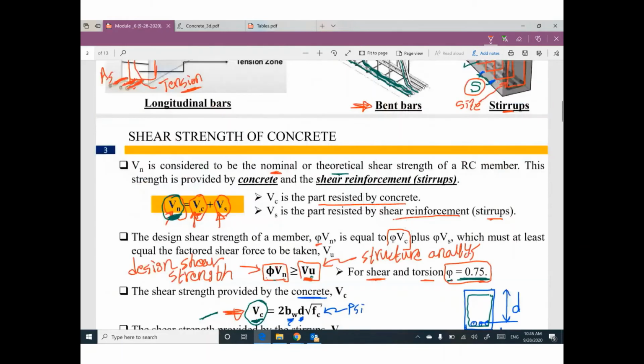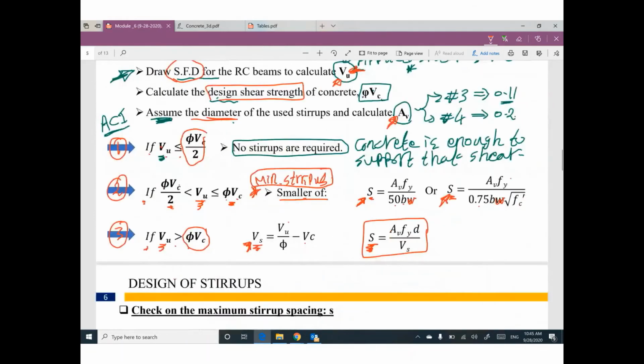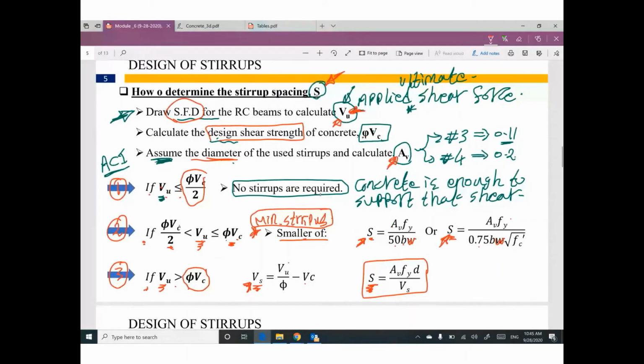Okay? So assume the diameter of the stirrups. Then I can figure out the spacing of these stirrups. Once you assume the diameter and figure out the spacing, you are done with your design.